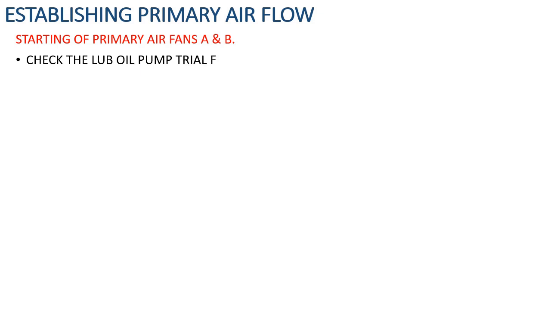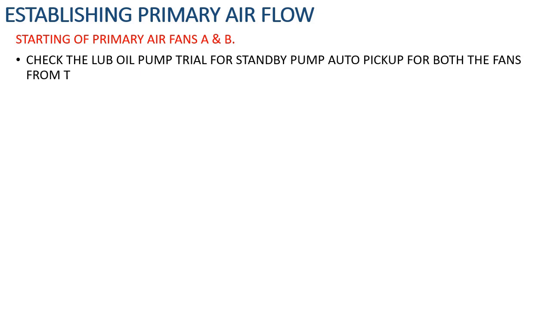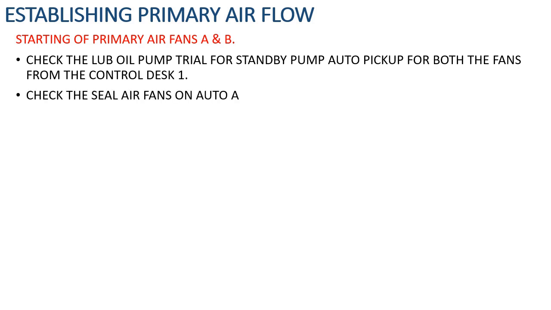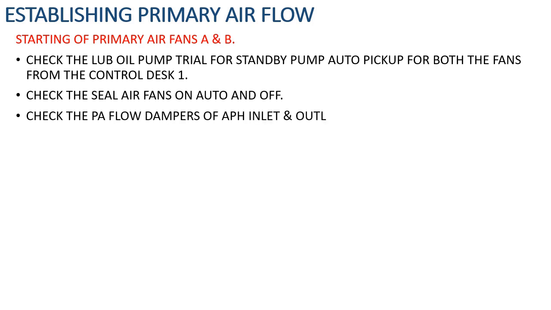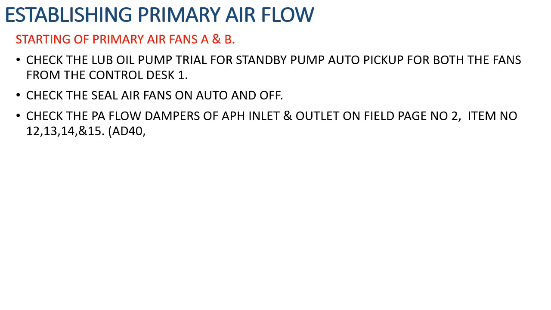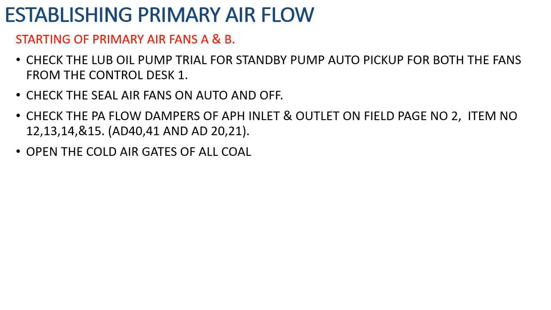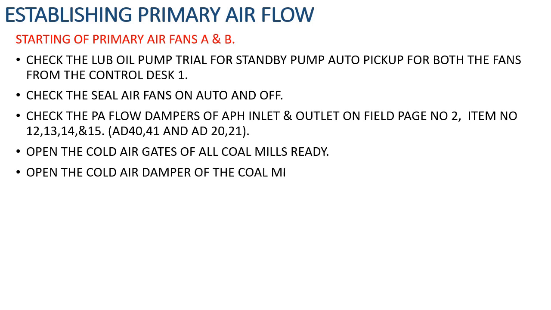Now we will establish the primary airflow. Establishing the primary airflow means starting primary air fans A and B. Check the lube oil pump trial for standby pump auto pickup for both the fans from the control desk. You can start the lube oil pumps, put it on auto, trip, and you should see that the second pump starts. Check the seal air fans on auto mode and they are off.